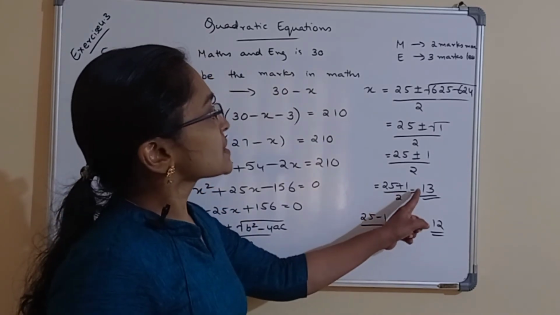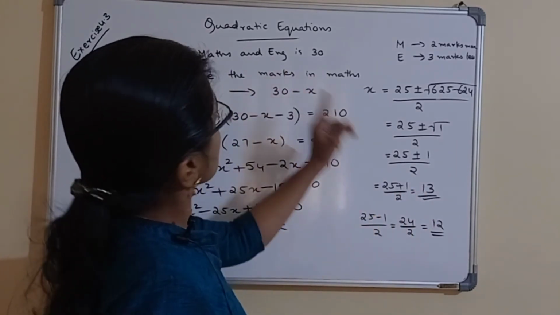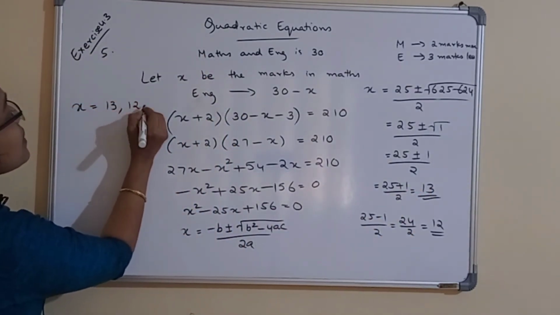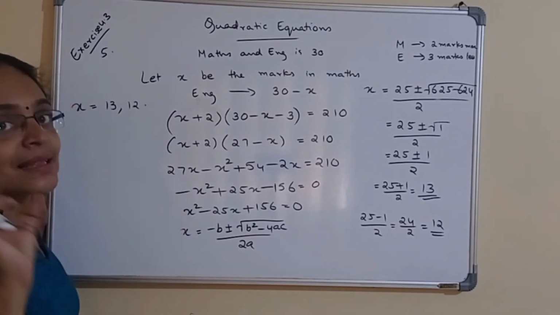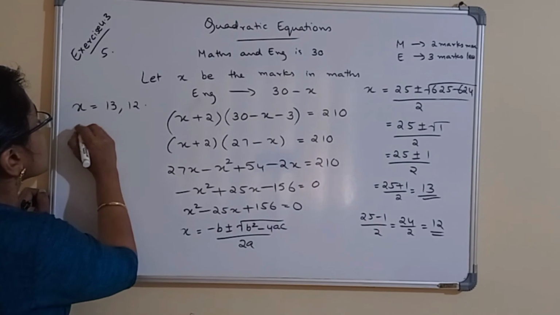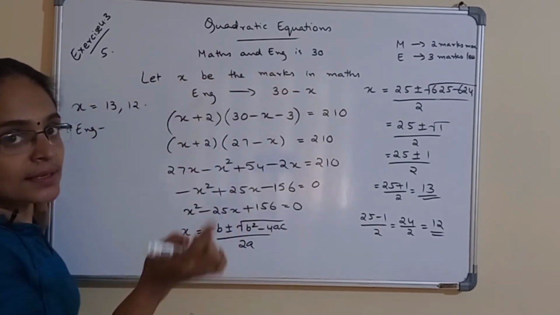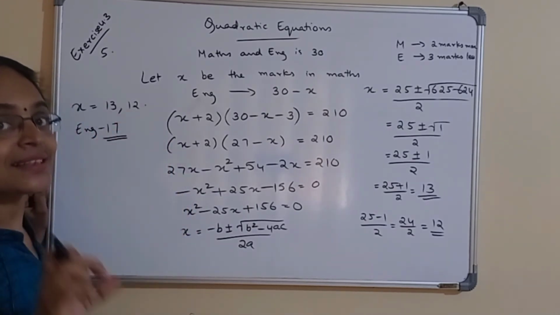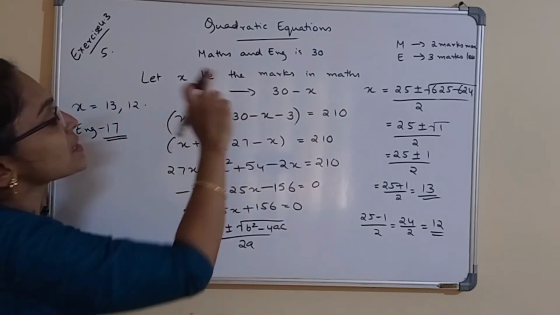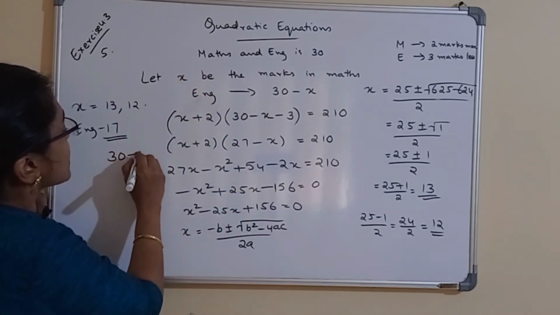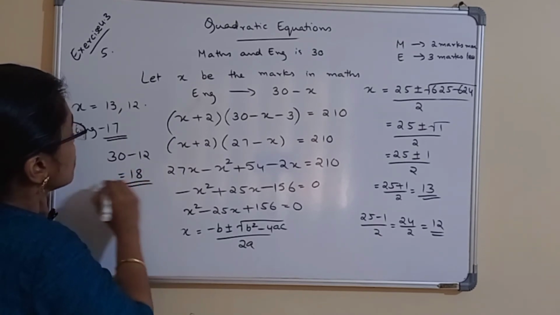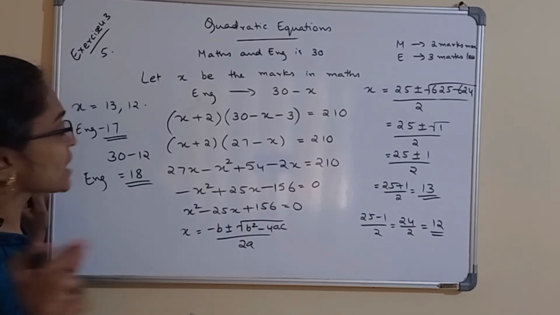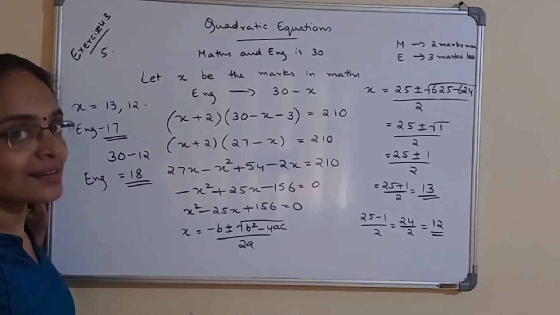So marks in maths, we got x is equal to 13 and 12. If we take 13 as the marks in maths, her marks in English will be 30 minus 13, which is 17. And if we take x as 12, that is her marks in maths as 12, her marks in English will be 30 minus 12, which is equal to 18. So her marks in maths can be 13 and 12, and her marks in English can be 17 and 18. Understood?